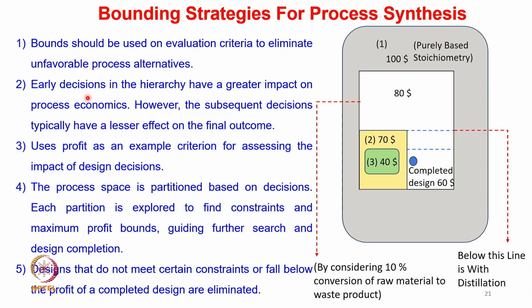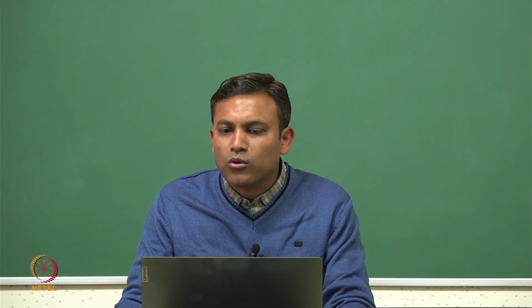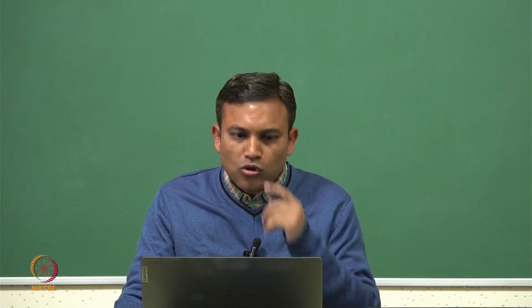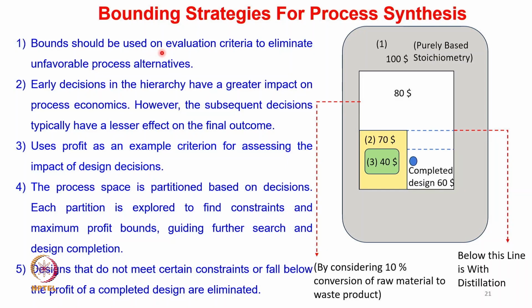Next, when different flow sheets are generated, we use bounding strategies to evaluate these different flow sheets. The bounds should be used on evaluation criteria to eliminate unfavorable process alternatives. Early decisions in the hierarchy have a greater impact on the process economics. However, if you look at the subsequent decisions, they typically have a lesser effect on the final outcome.